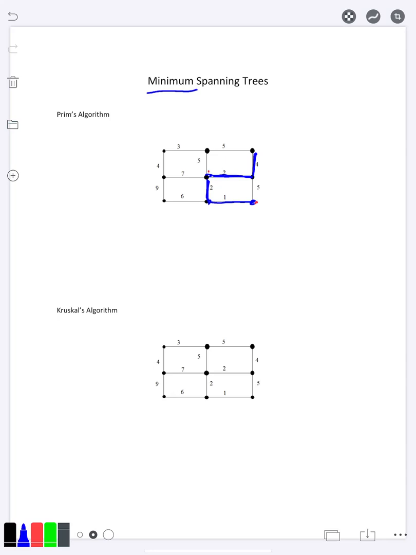Now, without drawing all the red dotted lines here, we can just look for things that are connected here. It looks like 5 is the next smallest. And in fact, there are 3 5s here. Now, when you have multiple of the same thing, you have a choice to make. Generally, you can pick randomly whichever one you want to use.